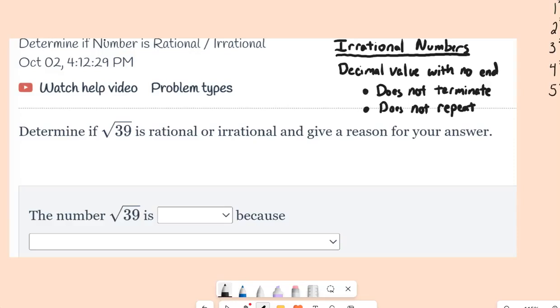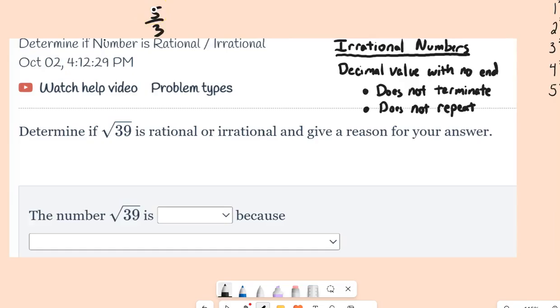We're determining if a number is rational or irrational. So first of all, let's define what rational is. Rational is going to be a number that has an end. I guess that's probably the best way to say it. It's either going to be a whole number, or it's going to be a fraction or a decimal value that ends or repeats. Like for instance, 5/3.